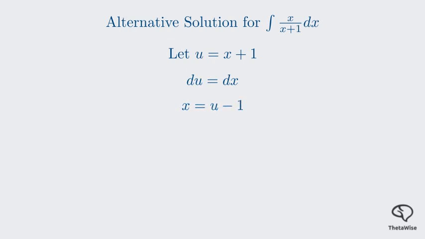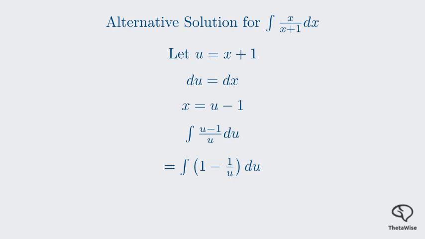Now let's perform the substitution, replacing x with u minus 1 and x plus 1 with u. The integral becomes the integral of the quantity u minus 1, all over u, with respect to u. Notice that just like in the long division method, we've replaced a complex integrand with a much simpler one. To integrate this, we can split the fraction. The integral of u over u minus 1 over u is just the integral of 1 minus 1 over u. This is exactly the same form we got from long division. This shows how different approaches can lead to the same result.